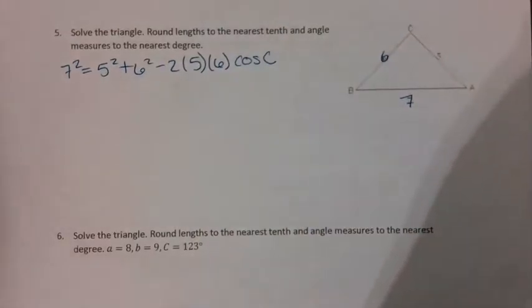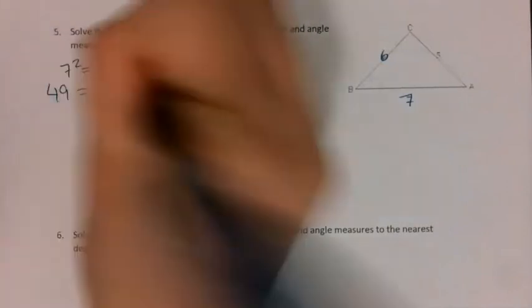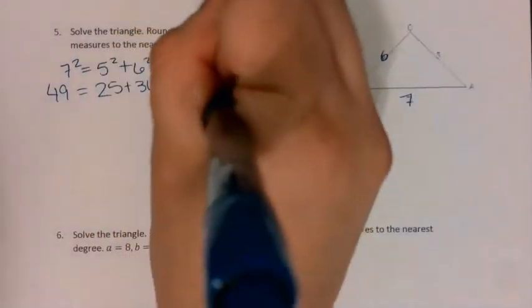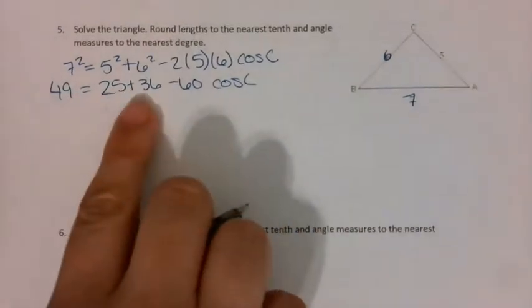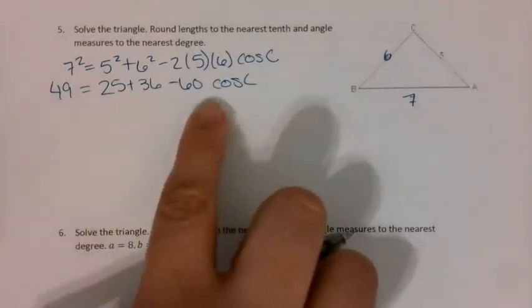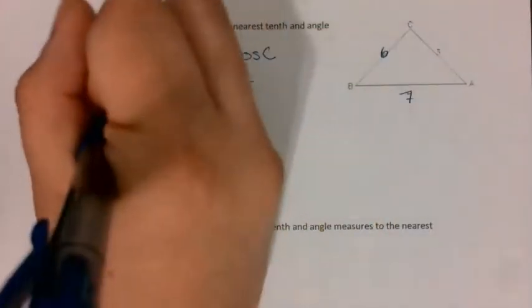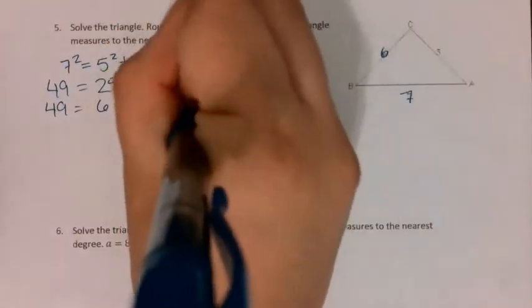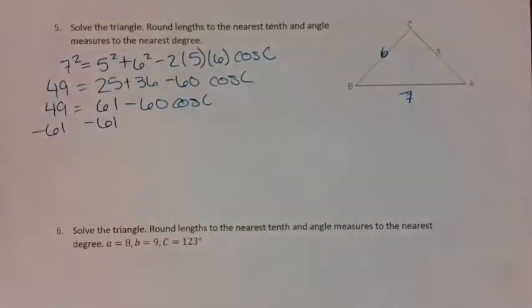Then I need to solve out my numbers. So I have 49 equals 25 plus 36, negative 2 times 5 is negative 10 times 6 is negative 60. Then I want to combine like terms right here with the 25 and 36, not the negative 60 because it's being multiplied by the cosine. 25 plus 36 is 61. I want to subtract 61 on both sides, which gives me negative 12.